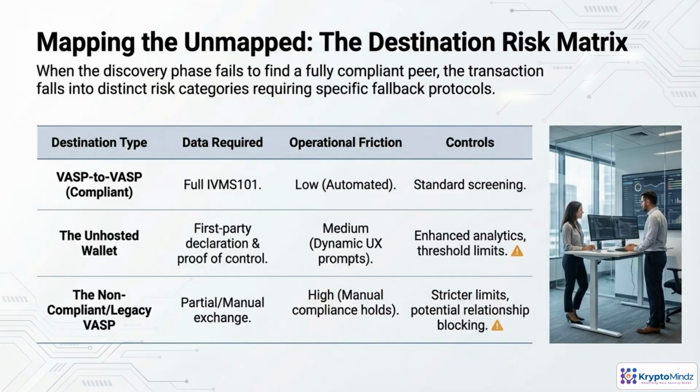Every withdrawal that isn't perfectly mapped to a compliant VASP becomes a destination risk decision. At the low-risk end, a VASP to VASP transfer with full IVMS101 data is largely automated. Standard screening, minimal friction. Unhosted wallets are different. NovaX relies on the customer's declaration and proof of control, adds analytics, and tightens thresholds. The hardest case is the non-compliant or legacy VASP. Data is patchy, reviews are manual, limits are strict, and sometimes NovaX simply can't allow the relationship.